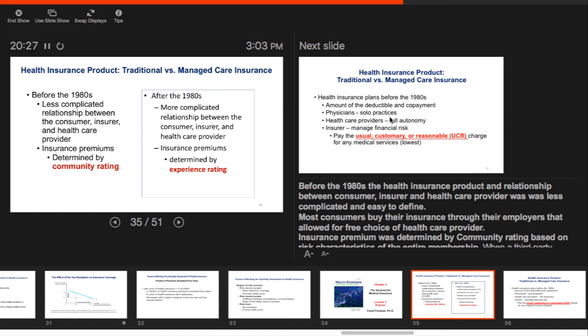So nowadays, females have to pay more than males. The elderly have to pay a higher premium than younger people, and those with a prior chronic disease have to pay more than those people who have not had a chronic disease.